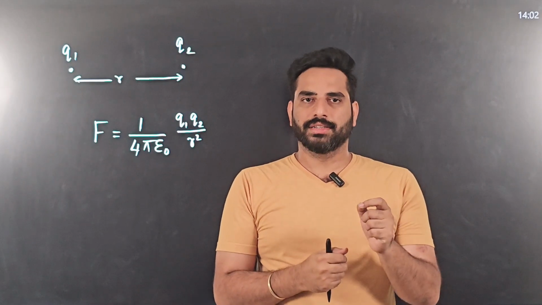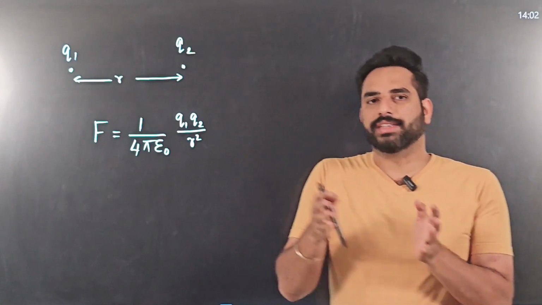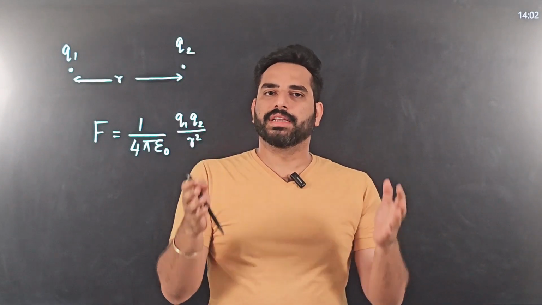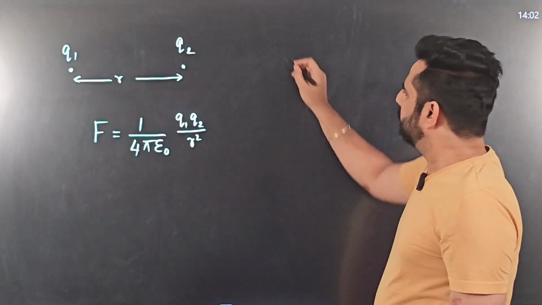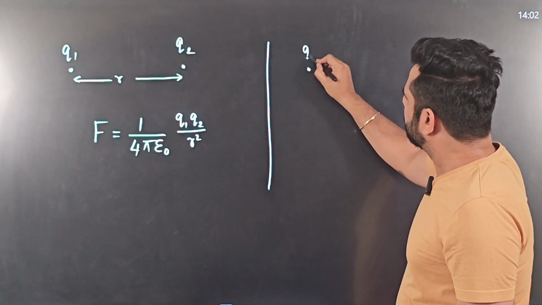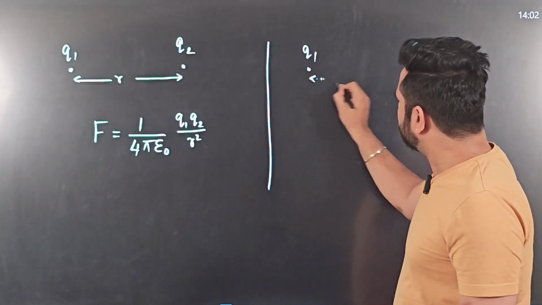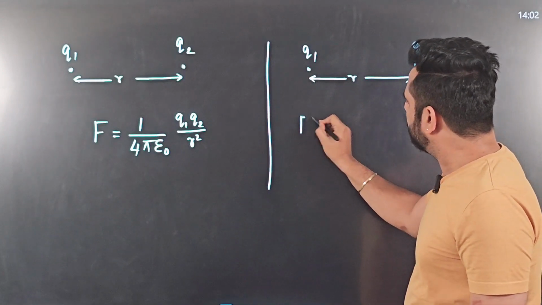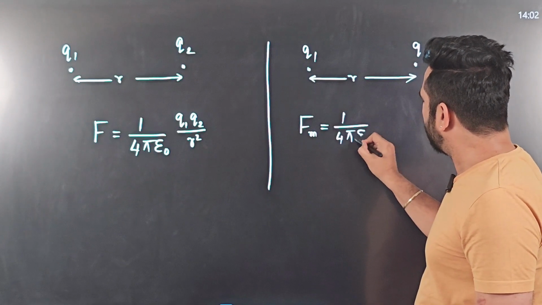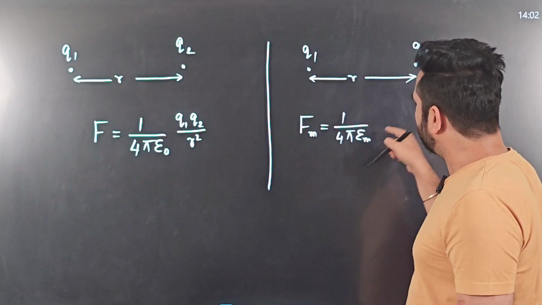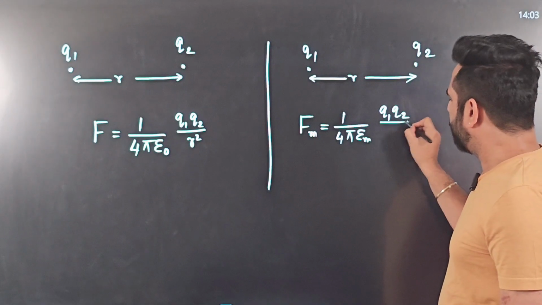So there is a constant, there is a physical quantity to describe to what extent an insulator medium can get polarized. That is known as the dielectric constant of the medium. For example, if these two charges are placed in a dielectric medium at the same separation r, now force in the medium Fm is given by 1 by 4 pi epsilon m, permittivity of that particular medium, into Q1 Q2 by r square.